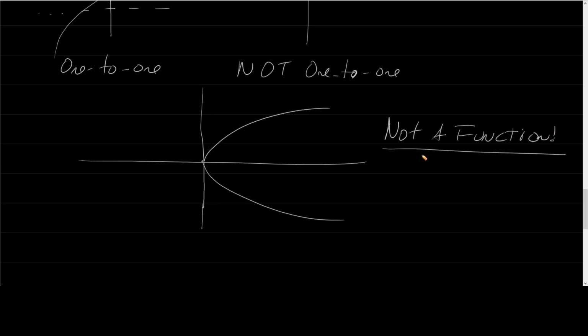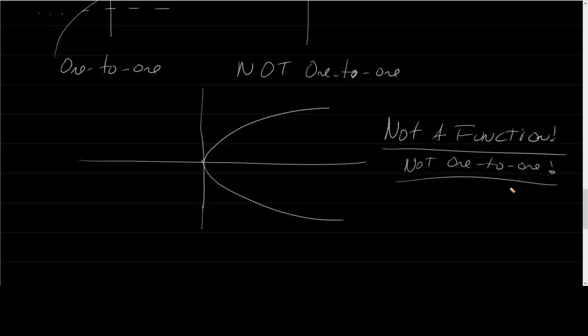Because it's not a function in the first place, in other words, it fails a vertical line test, who cares whether it passes the horizontal line test, because it's not even a function. So since it's not even a function, you can't even talk about it having an inverse. All right. So this is not one-to-one.